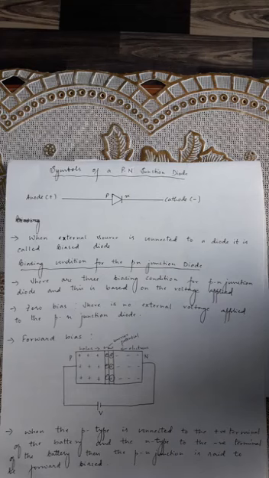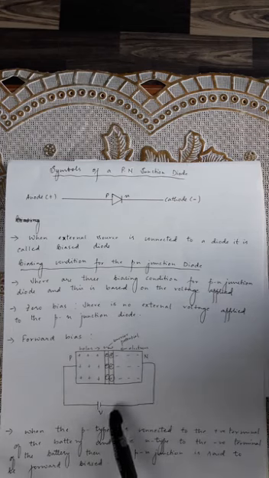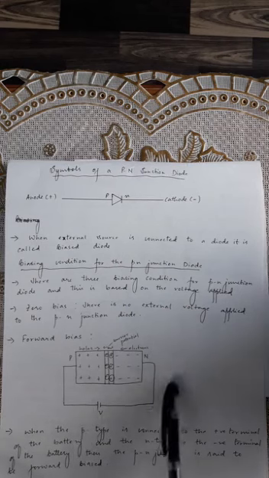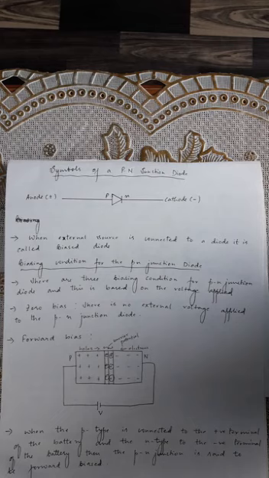What is a zero bias? When there is no external voltage applied to the PN junction, it means that the voltage applied is zero and the current I also is zero. Now, forward bias. This is the diagram for the forward bias. When the P-type is connected to the positive terminal of a battery and the N-type is connected to the negative terminal of the battery, then the PN junction is said to be forward biased.